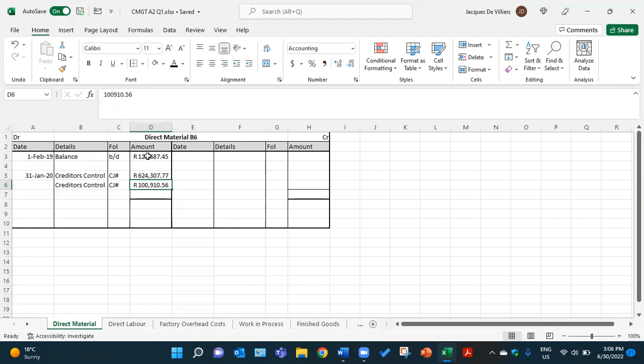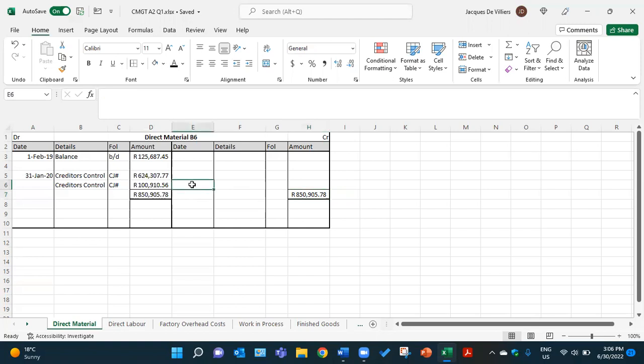Okay. Now, what we want to do is we need to say, okay, there was also a closing balance. But before we do this, let us add all of this up. So when I add this up, that is the amount I get, 850,905. And I know that my debit side and my credit side must balance. So I just copy that same amount to my credit side.